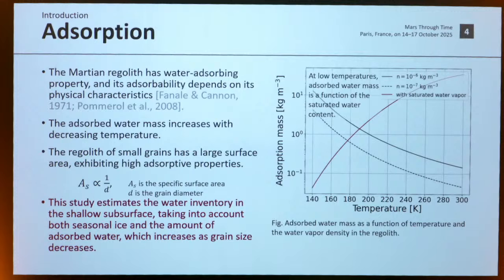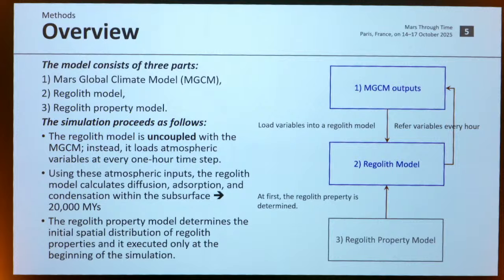And at low temperatures, adsorbed water mass approaches the saturated water content. Also, regolith of small grains has a large surface area, exhibiting high adsorption properties. This study has tried to estimate the water inventory in the shallow subsurface, taking into account both seasonal ice and adsorption, which increases as grain size decreases. So let me provide an overview of the model used in this study.